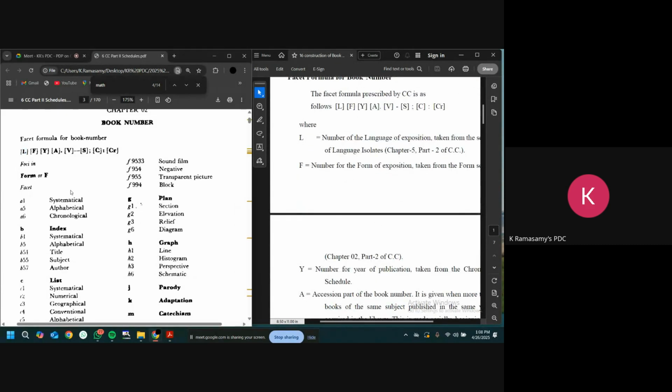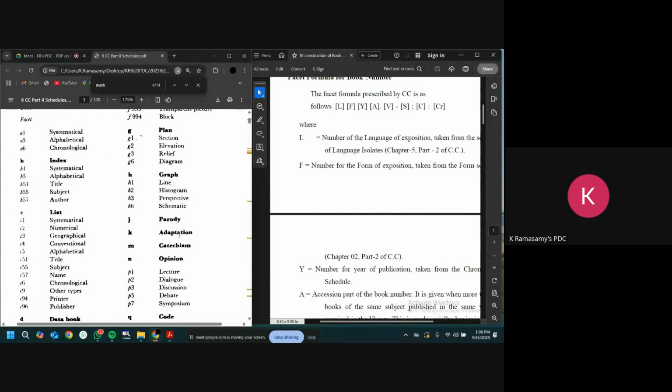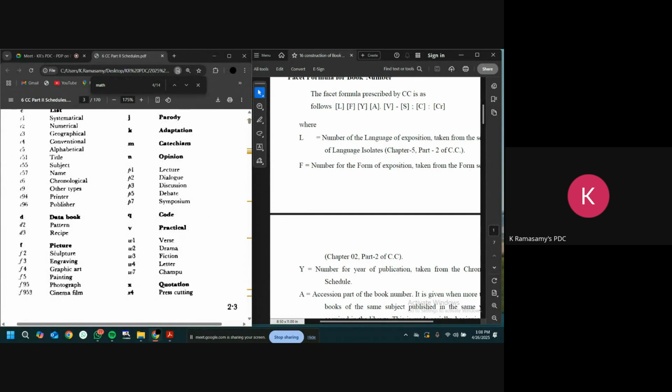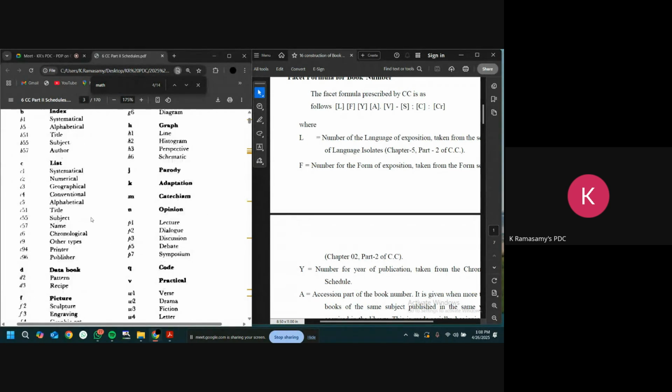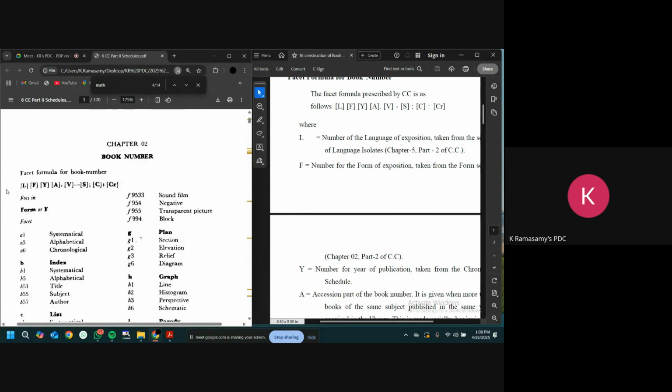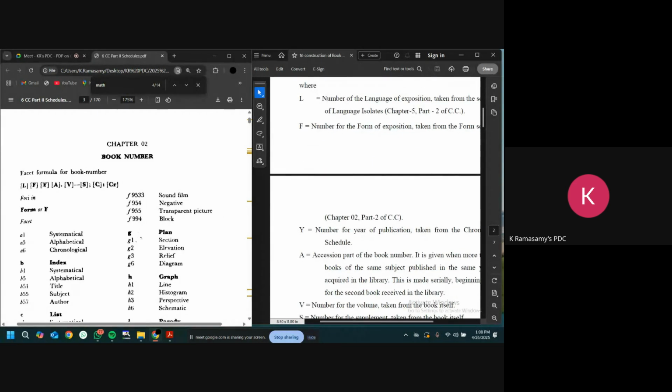Form means you can see here: whether it is an adaptation book, an opinion book, a practical book, a picture book, a data book, a subject book, a title book. What kind of form, what kind of book is it? It is the particular one you have in your hand. Whether it is sound, film, a plan, a relief, or a transparent picture. So what kind of form of the book do you have in your hand? You try to differentiate. Then comes year of publication.